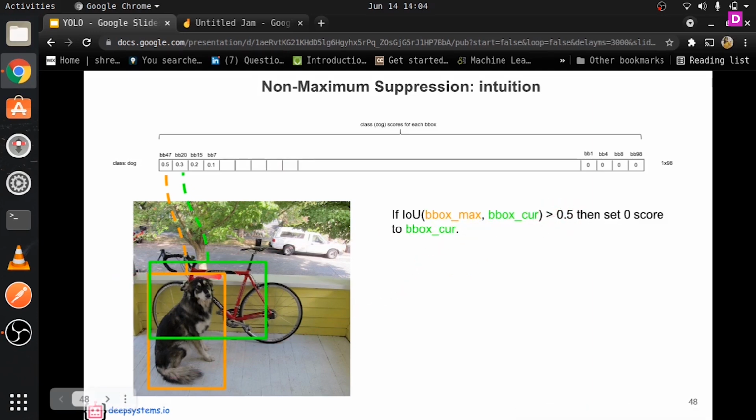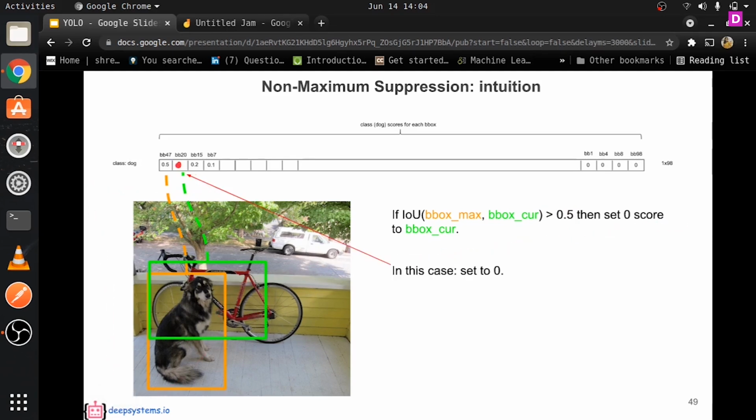So if both of these overlap for more than 0.5, in that case you will set the current value to 0. Because see, this is the maximum one, bounding box maximum, this has the highest score. So chances are it contains a dog and it has a very clear picture of a dog, higher than this bounding box current. But both of these overlap a lot. That means the chances are this green one is a redundant box and we need to remove that. So if the IOU is greater than 0.5, then you set the score to 0.